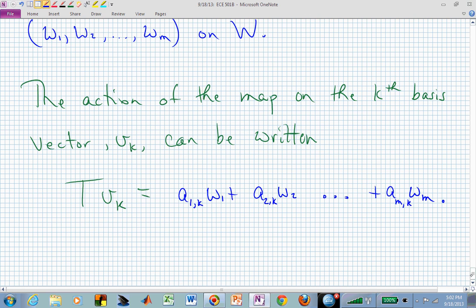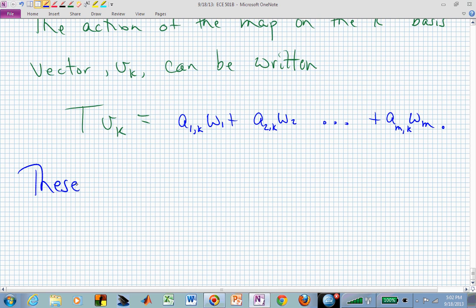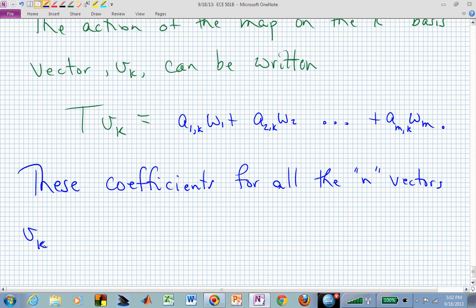Now, these coefficients, the A sub K's, or A sub double subscripted K's, for all the N vectors V sub K, we can actually put all of those together. They can be collected in the M by N matrix.